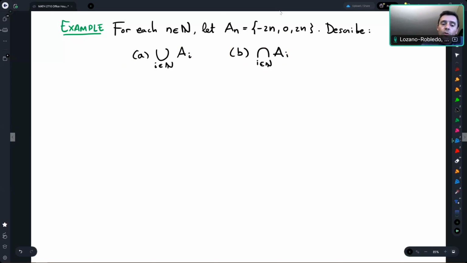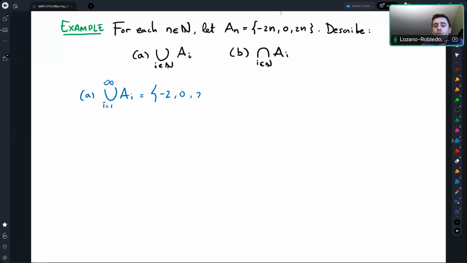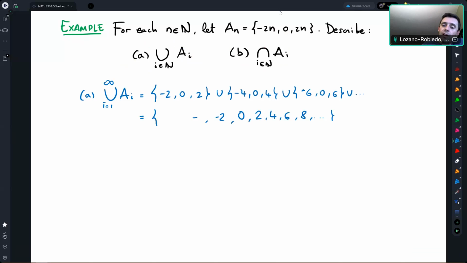So let's get started. What is the union? In this case, the union, as i goes from 1 to infinity, we'll start with i equals 1. If you put n equals 1 in here, you get the set minus 2, 0, 2. And then for 2, I will get minus 4, 0, 4, and then minus 6, 0, 6, and so on. So the union of all of them will have 0, and then 2, and 4, and 6, and you see you can get 8, and so on. And also negatives: minus 2, minus 4, minus 6, and so on. So all in all, what I'm getting is the even integers.